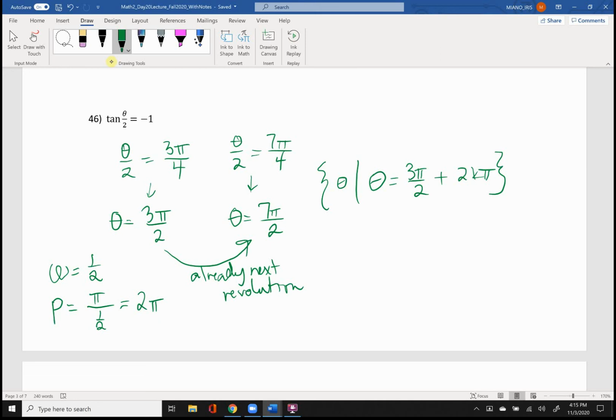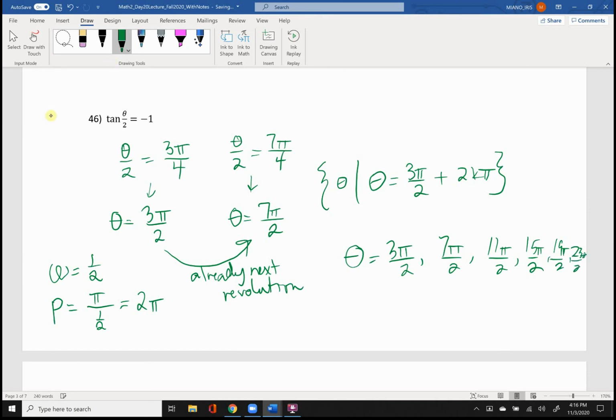Oh, sorry. We've only listed 2 values for theta. We need 4 more. So the 6 solutions are 3 pi over 2, 7 pi over 2, those are the ones we calculated, and then 2 pi more each time. So 2 pi after this would be what? 11 pi over 2. 15 pi over 2. 19 pi over 2. And 23 pi over 2.